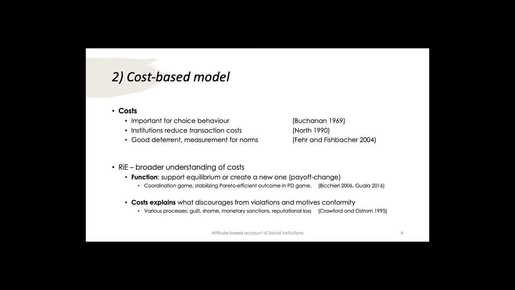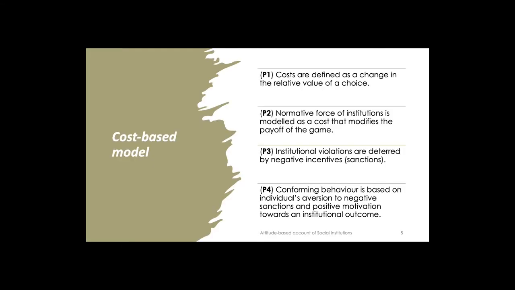Costs in a game aim to explain what discourages people from violating institutions, and they cover various processes that affect individual motives and decisions. Internal costs such as guilt and shame, or external costs of monetary sanctions or reputational loss. They all characterize a reduction of the value of acts deviating from the institutional regulations. The cost-based model can describe various behavioral patterns by using a single parameter represented formally in the payoff table, which is a useful method for modeling complex situations in a simple way.